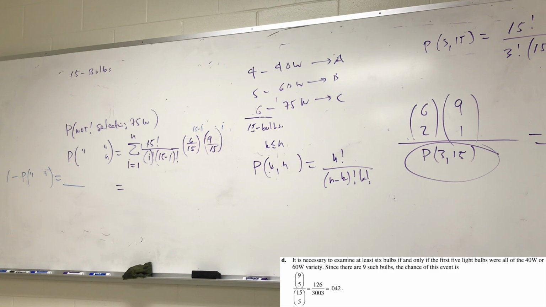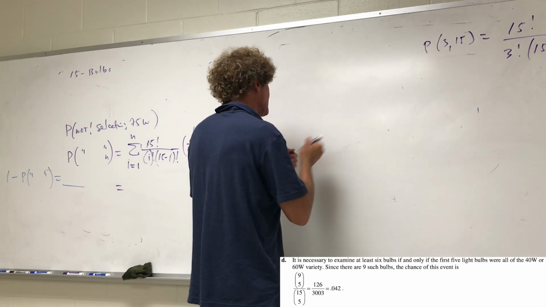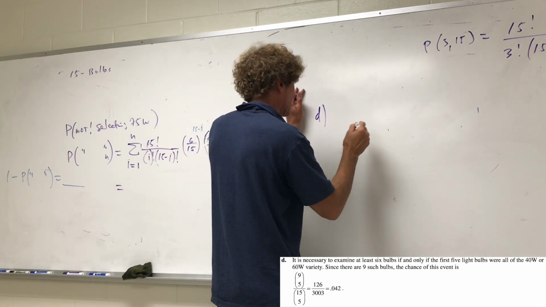So if he took 9 over 5, and he's going to have that in the combination divided by the total number of combinations, which would be 15 over 5, then that would give you the probability of not selecting. That's what he's doing. Of not selecting up to that one. The answer he has for part D is probably right.